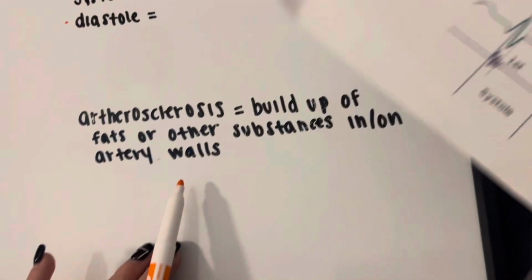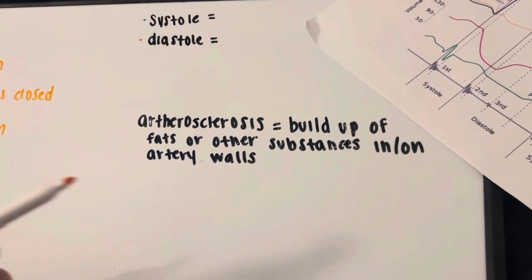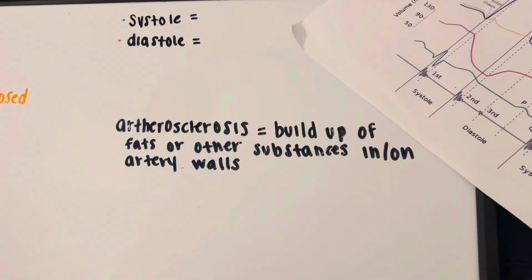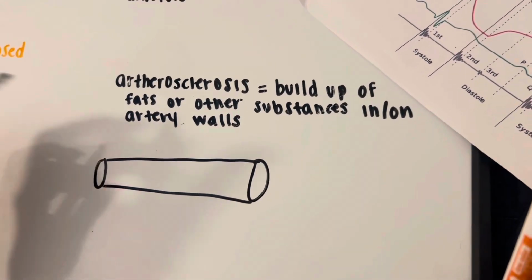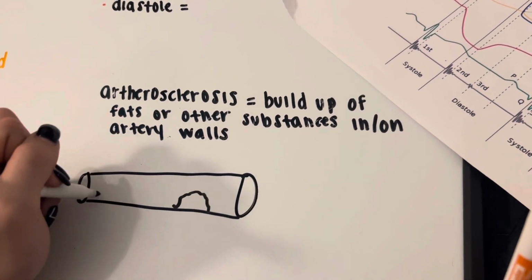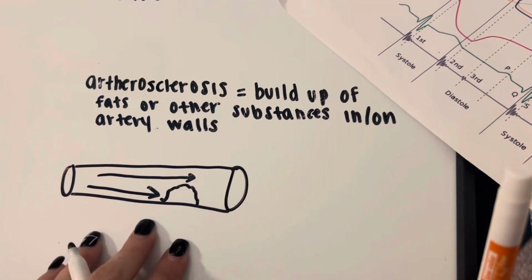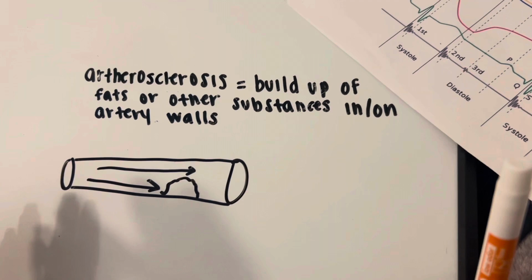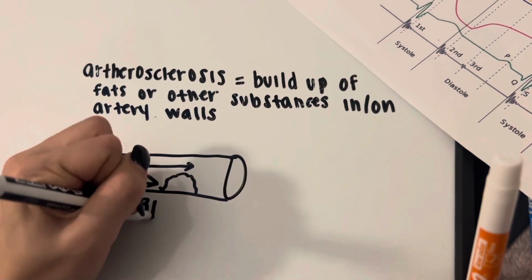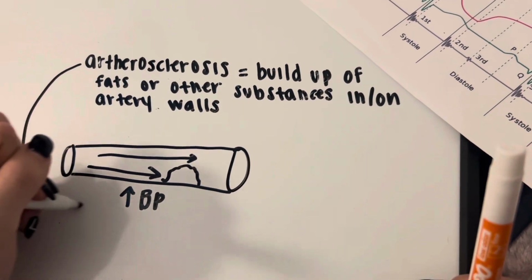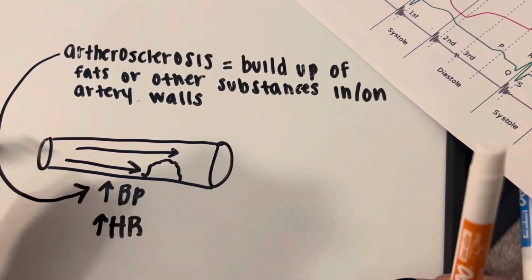So atherosclerosis is the buildup of fats or other substances in or on artery walls. So you can think of it like this. This is a blood vessel, a normal blood vessel. When you have a buildup of plaques, it makes blood have some sort of issue getting passed. So if blood cannot pass as easily, you're going to have an increase in your blood pressure. So atherosclerosis causes an increase in blood pressure as well as an increase in heart rate.